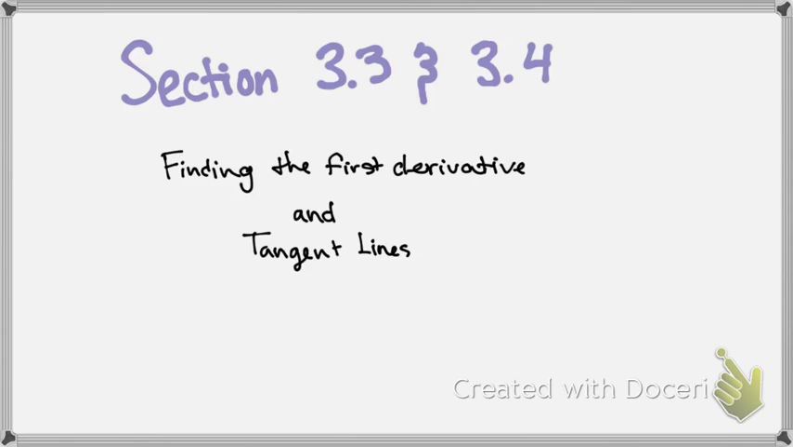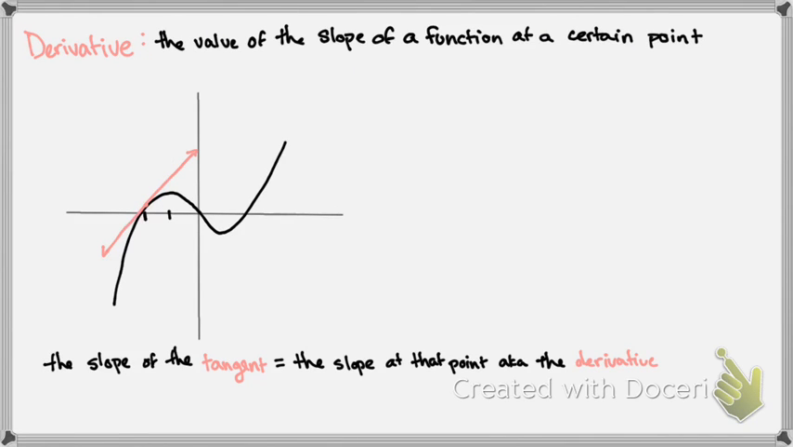If we continue on from the last video, the question as to how to find the slope at a certain point on a function remains. But now that we understand limits, we can discuss how a derivative is found. So what is a derivative? A derivative is just the value of the slope of the function at a certain point. If we are looking for the derivative at this point on the graph that I have in pink, that would be called our derivative.